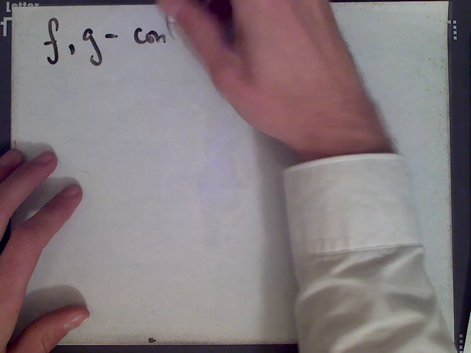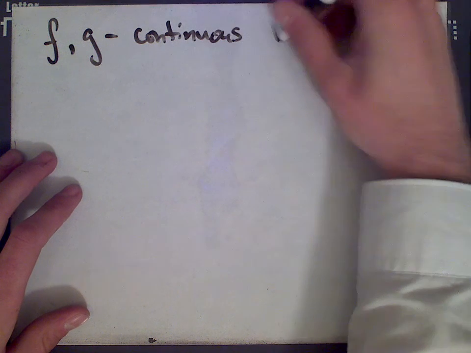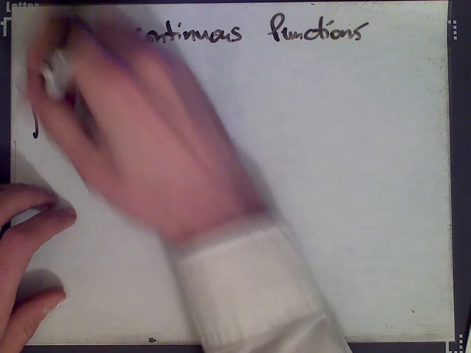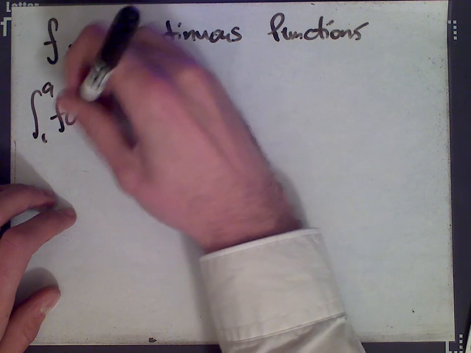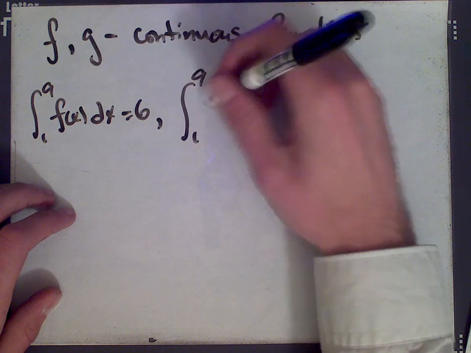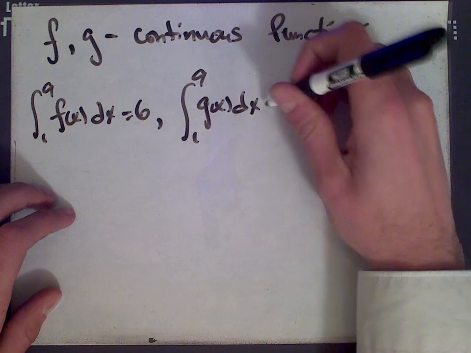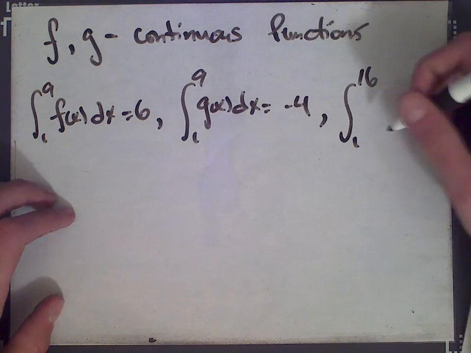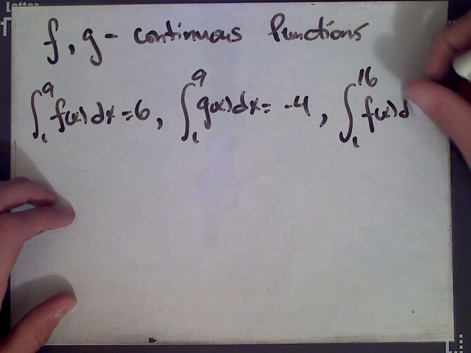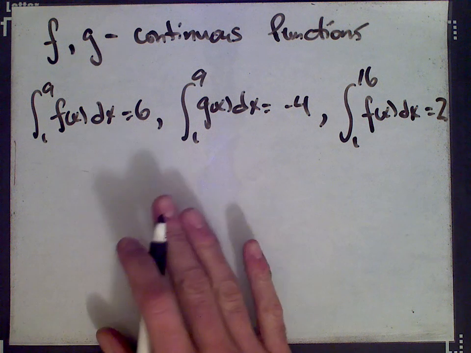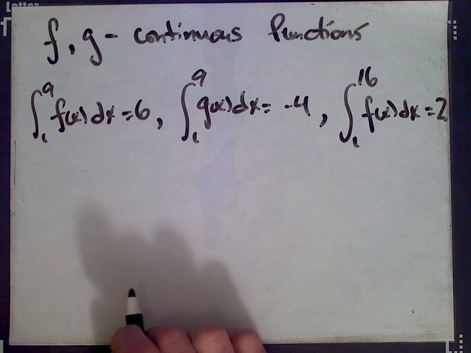Okay, so we have f and g are continuous functions. And we're given that the integral from 1 to 9 of f of x dx is 6. The integral from 1 to 9 of g of x dx is -4. And the integral from 1 to 16 of f of x dx is 2. Okay, so I'm going to be referring to these values a lot, so you might want to copy them down. So just pause and do that.